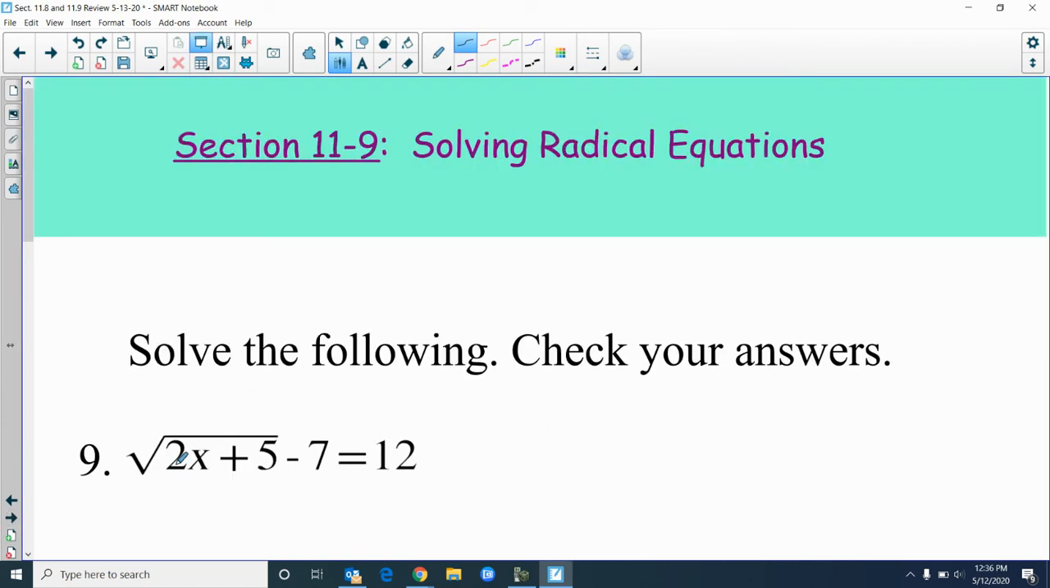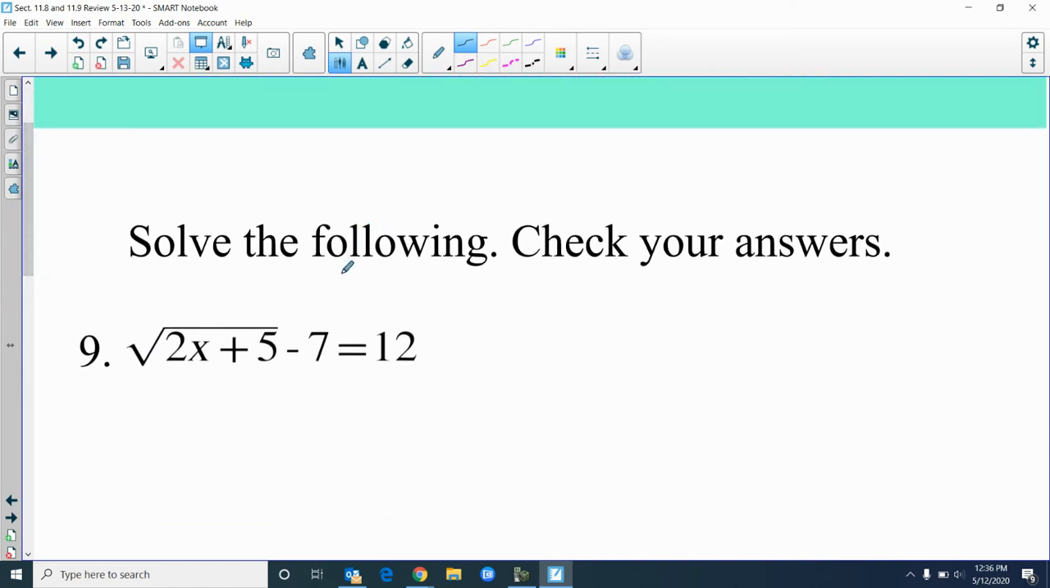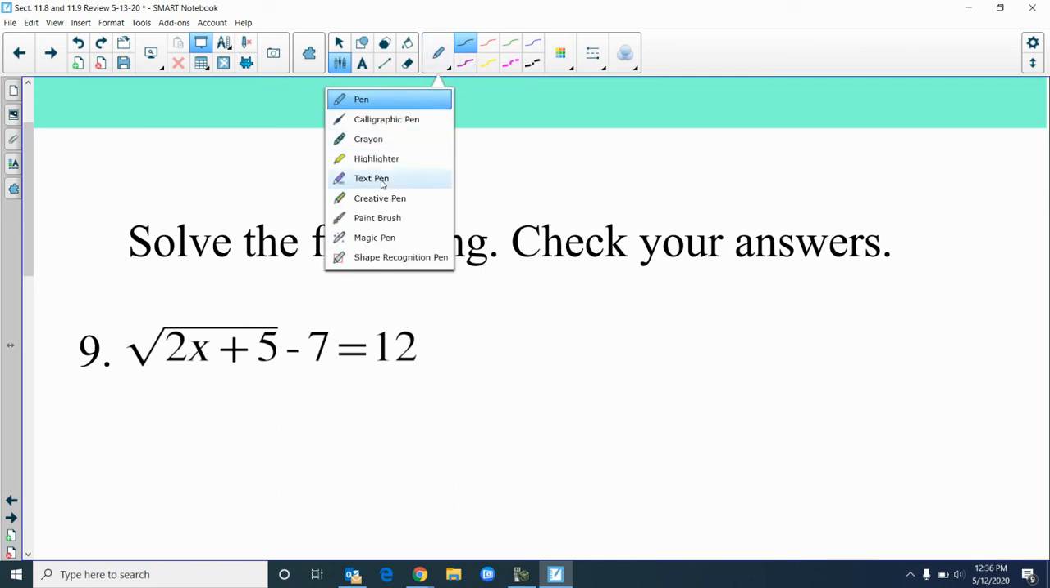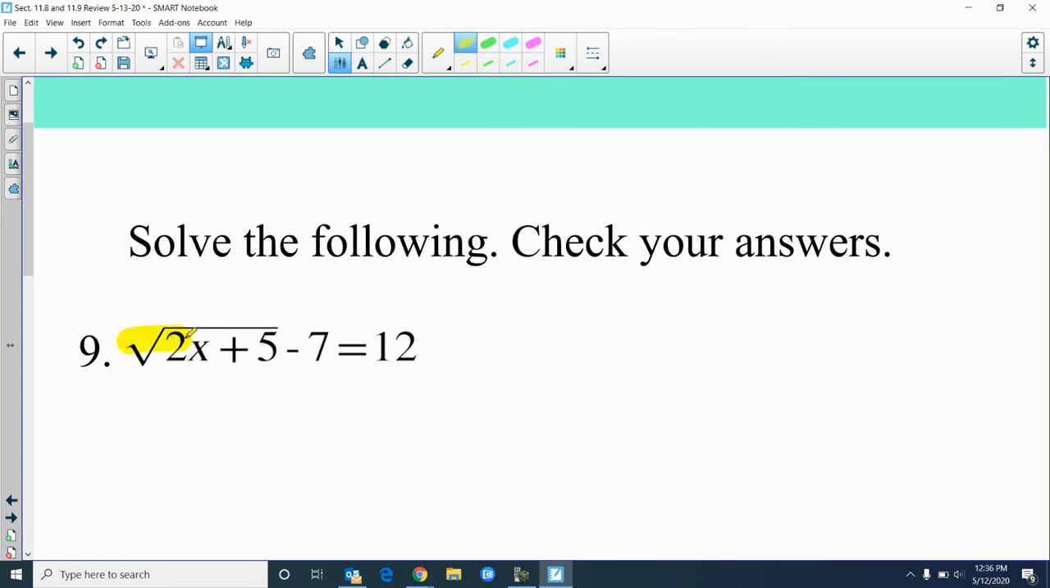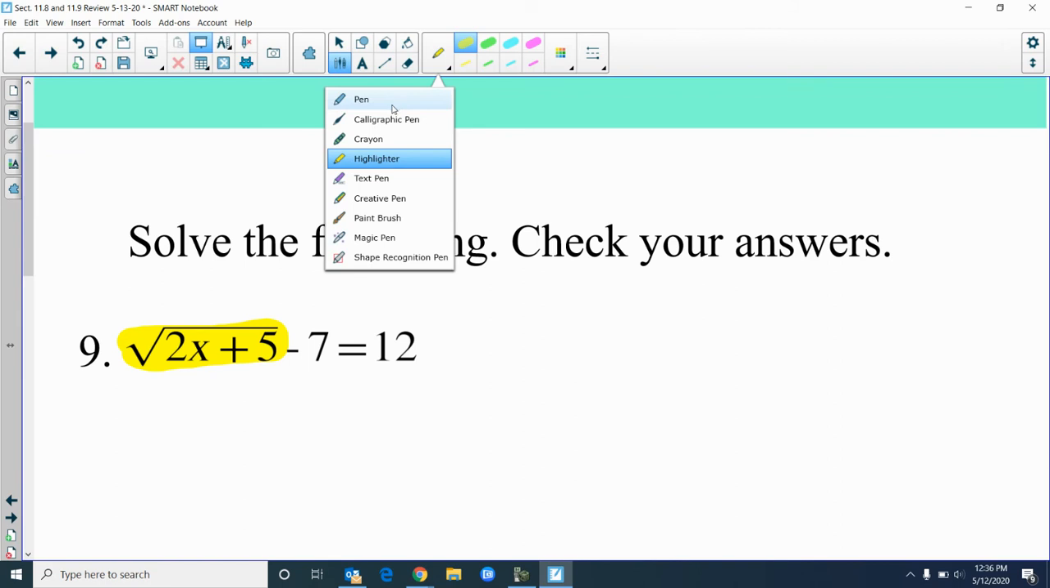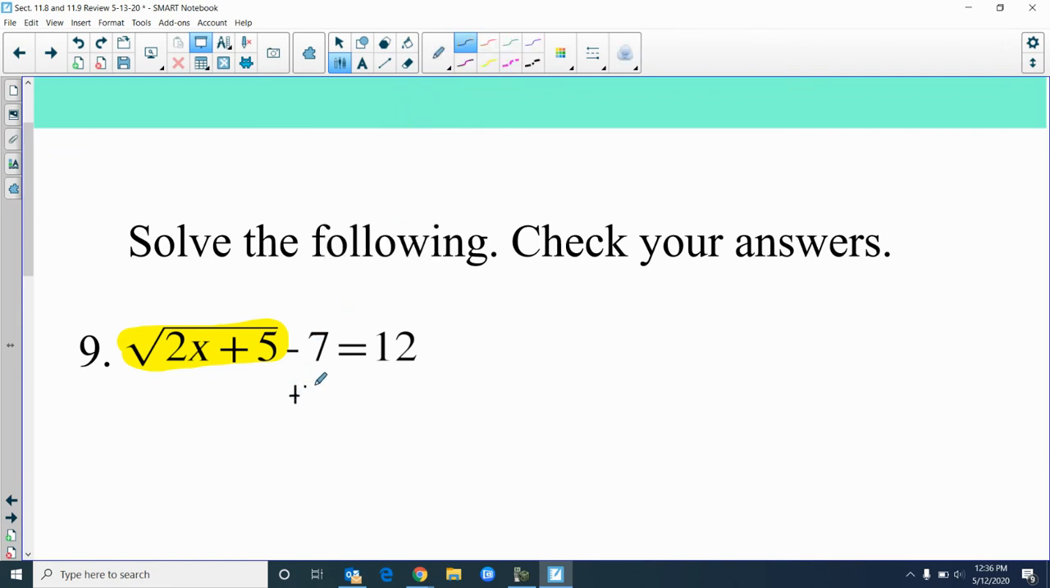The last part of this chapter, or these 2 sections, is what we call solving radical equations. Well, an equation means you have to have an equal sign. A radical means there's somewhere in the problem you're going to have a square root sign. When we went through these, one of the main things you have to do is make sure that the square root, whatever we're taking the square root of, is isolated, or by itself. So if there's anything over there, you've got to move whatever else is to the other side.